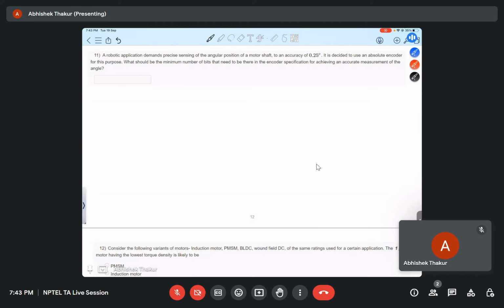So now we will see question number 11. A robotic application demands precise sensing of the angular position of the motor shaft to an accuracy of 0.25 degree. It is decided to use an absolute encoder for this purpose. What should be the minimum number of bits that need to be there in the encoder specification for achieving an accurate measurement of the angle?